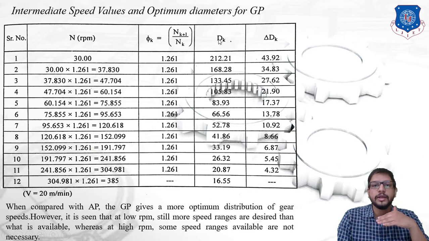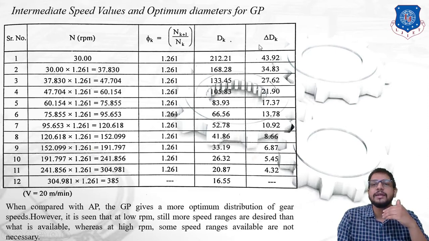We know that V is going to remain constant, cutting speed is fixed, which is given in the data, 20 meter per minute, and for n we take the corresponding value. For 30 rpm, the diameter required is 212.21. Similarly, for all the speeds we have determined the corresponding diameters.